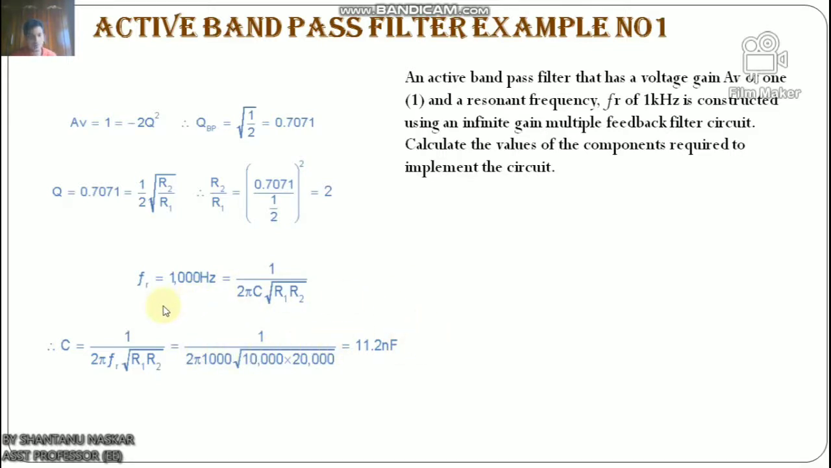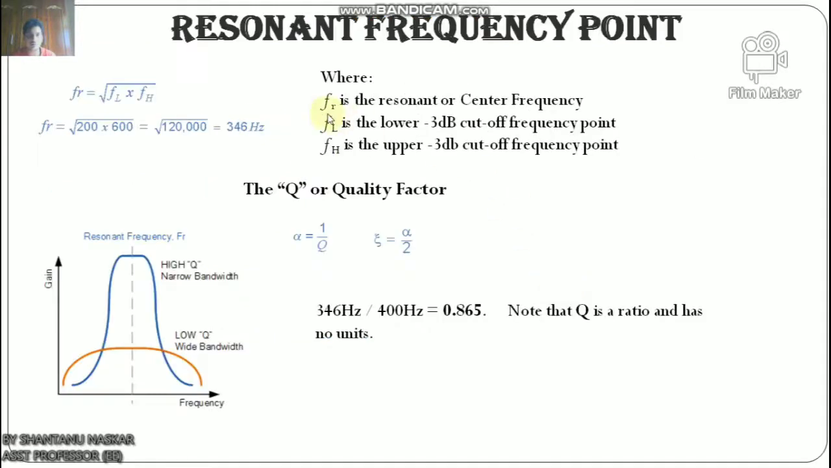Okay, so Fr equals 1000 hertz, which equals 1 by 2 pi C root over R1 R2, and C equals 1 by 2 pi Fr root over R1 R2, which equals 11.2 nanofarad. So the closest standard value is 10 nanofarad.